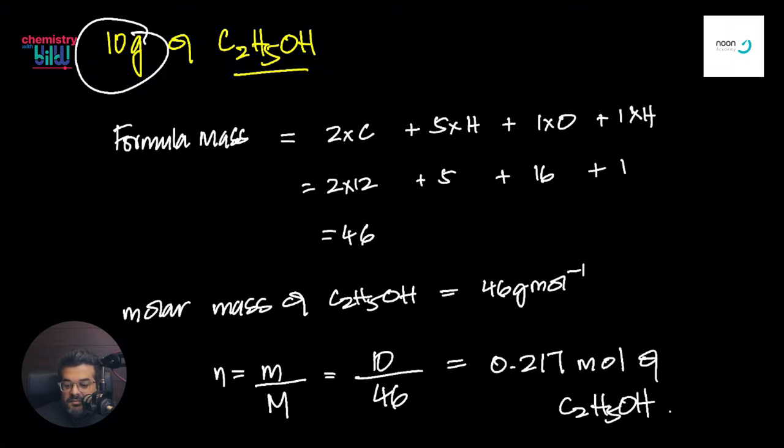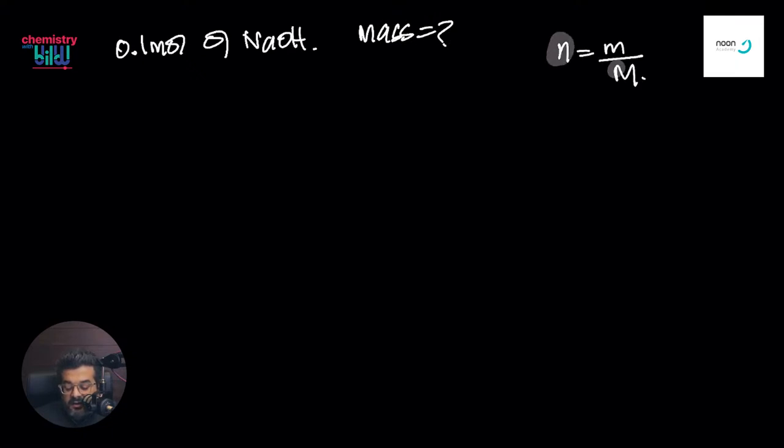Anyways, so it's not just for this. You can even say, okay, fine, I have 0.1 moles of NaOH. What mass is this? Basically, you can use this formula. If you know any two things, you can find the third. If you know the moles of something, and you can always find the molar mass of something by using its formula mass, you can therefore find the mass of that something.